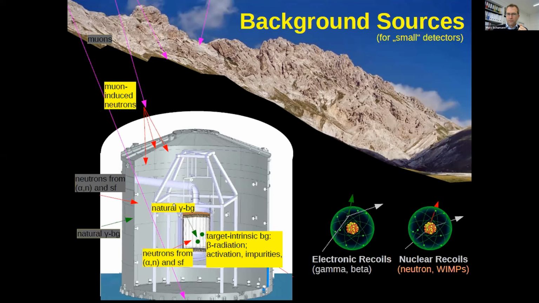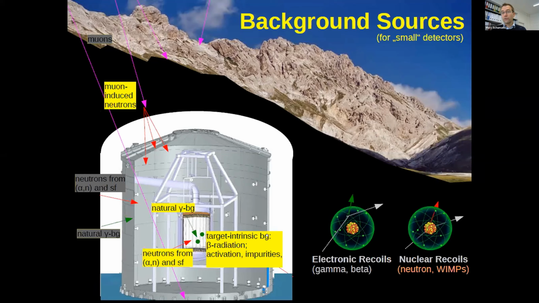The typical sources for that are the detector itself. So natural gamma radiation, neutrons from alpha-n and spontaneous fission reactions from the detector construction materials or from the target itself. So if you have activated or active isotopes in your target itself, from activation, from impurities, and so on, obviously this will contribute to your background.